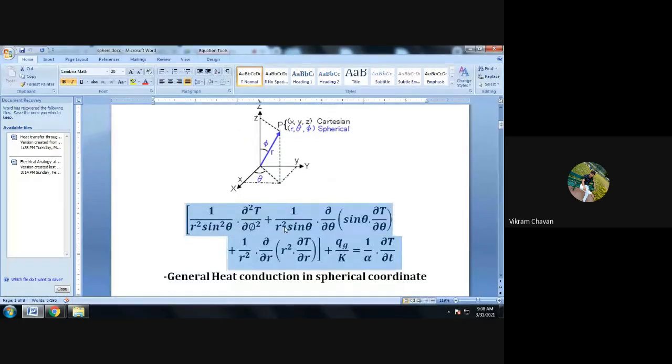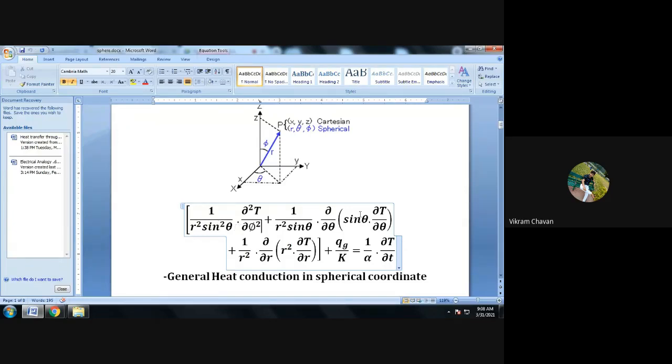Now here, if you consider the heat flow to be one dimensional and flowing only in the radial direction, then the variation of temperature with respect to phi and the variation of temperature with respect to theta become zero. We have to neglect those two quantities in one dimensional heat transfer.